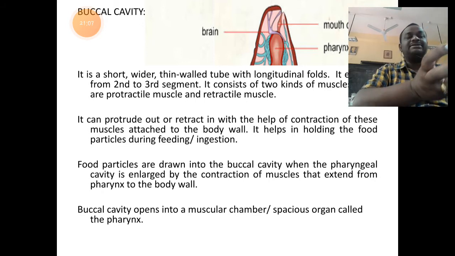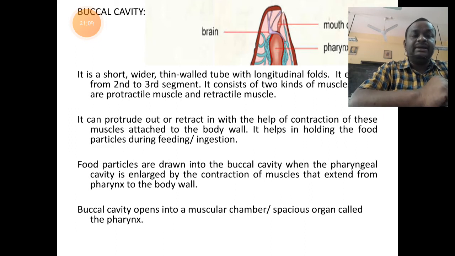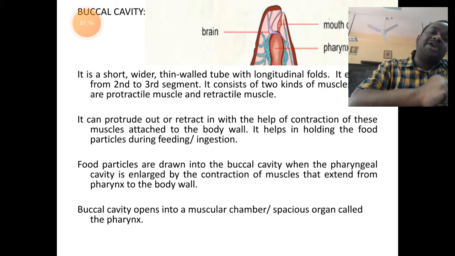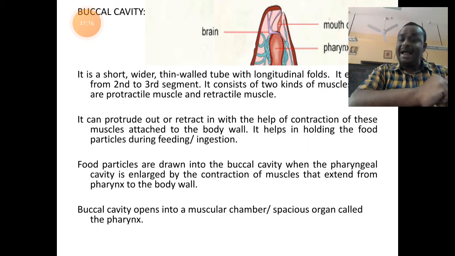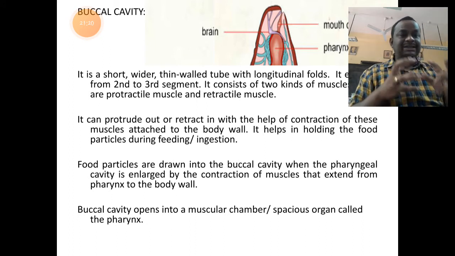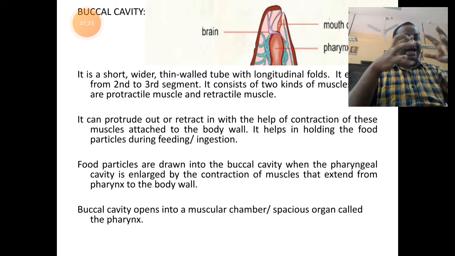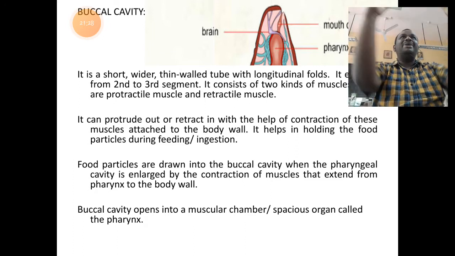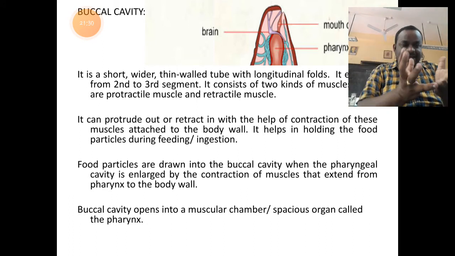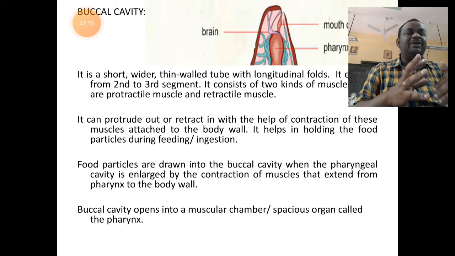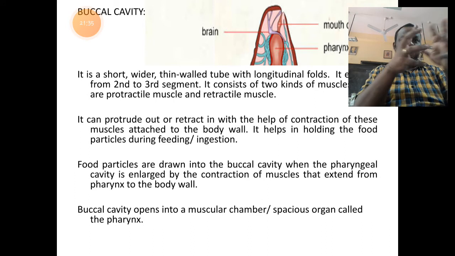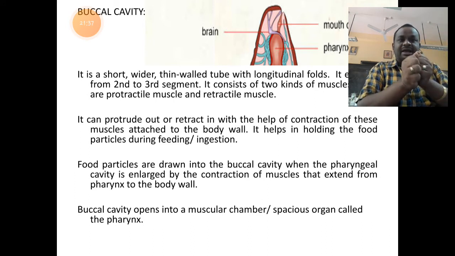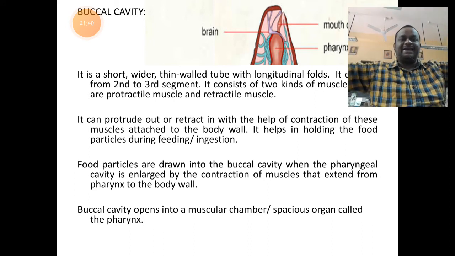The food particles are drawn into the buccal cavity when the pharyngeal cavity is enlarged by the contraction of muscles that extend in the pharynx. Meaning to say, the pharynx muscles will contract so that the space for the buccal cavity will be expanded. The upper part gets expanded when the pharynx, the lower or continuous part of the buccal cavity, contracts. So, down will contract, the upper part will expand.